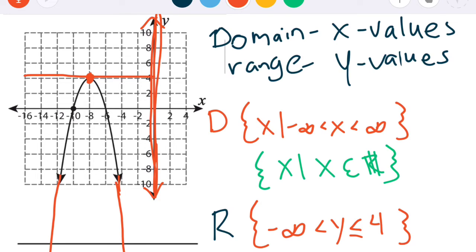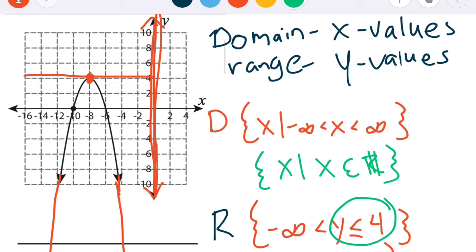A much simpler way to write this, if you would like, instead of this notation, is to write it similar to what we did with the domain, but include the second part of it: all real numbers y such that y is less than or equal to 4. That's telling us that anything less than or equal to 4 is a part of this graph, which is true.